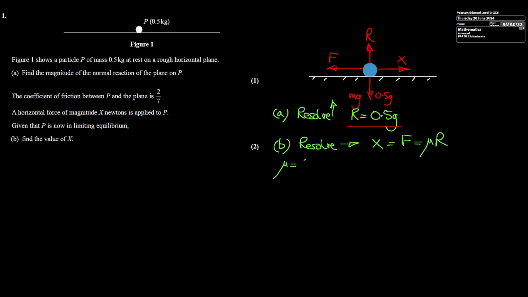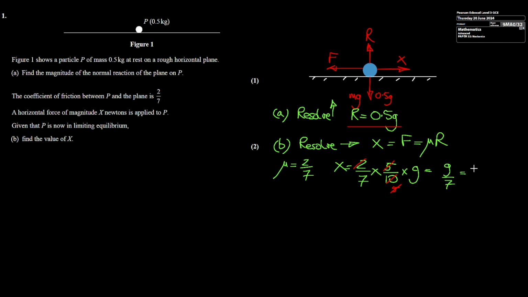And as we are in limiting equilibrium, this must be equal to mu R. Mu is equal to 2/7, and R is 0.5g. So if I substitute all of that in, I get that x is equal to 2/7 multiplied by R, which is 5/10 multiplied by g. 2 goes into the 10, leaving 5, and then 5 cancels with 5. This is simply equal to g/7.